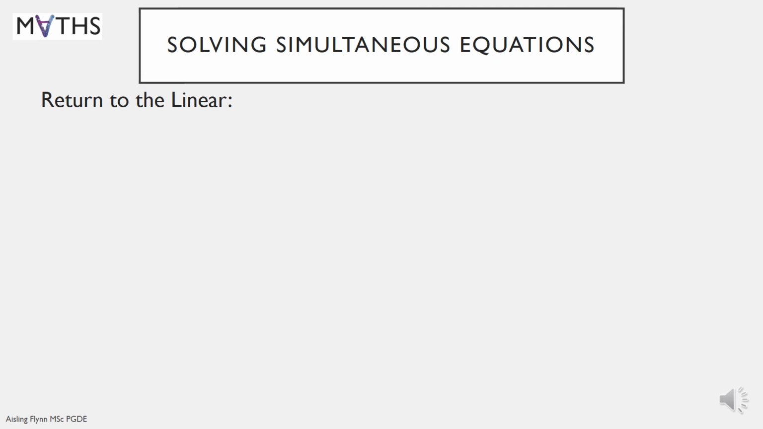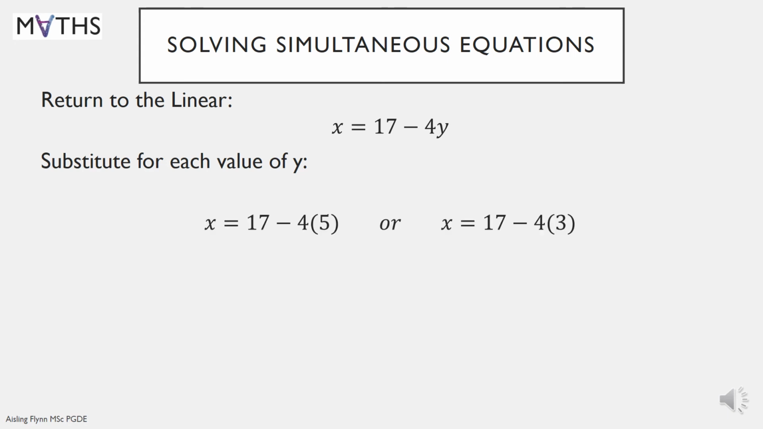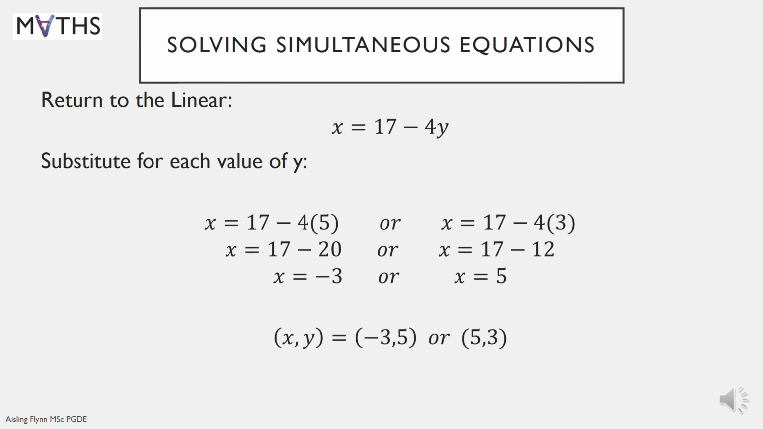So to do this, we return to the linear. We choose it in this form, makes life easy. And we substitute each of our two values of y to find the matching x. So on the left here, I've chosen to use 5. And on the right, number 3. We have to subtract, and we get x is minus 3 or x is 5. So these are the results of the simultaneous equations. We found two pairs of x, y. We had minus 3 with 5 or 5 with plus 3.